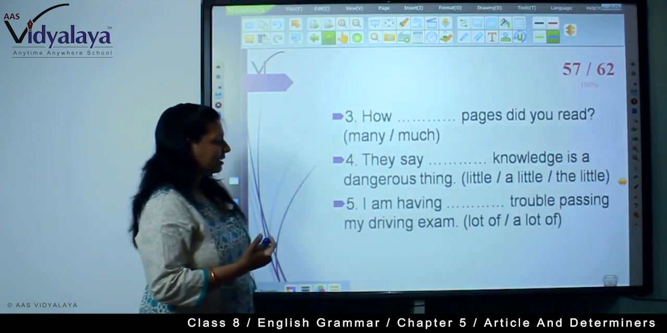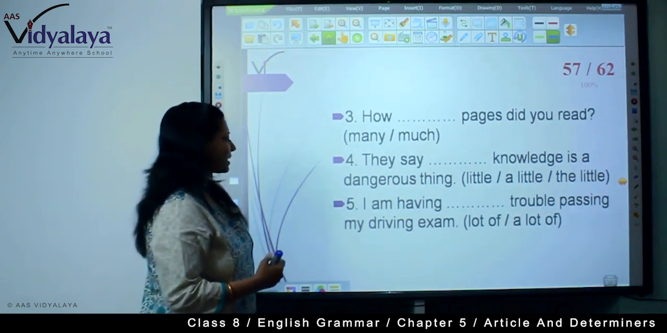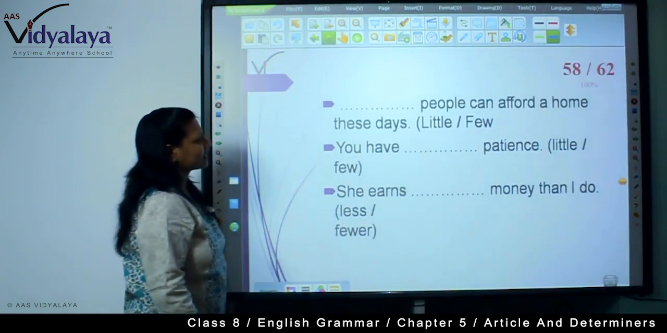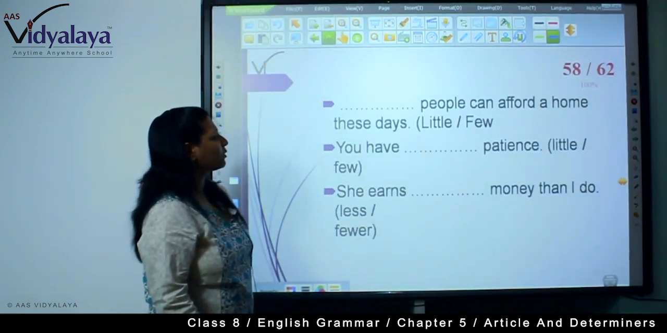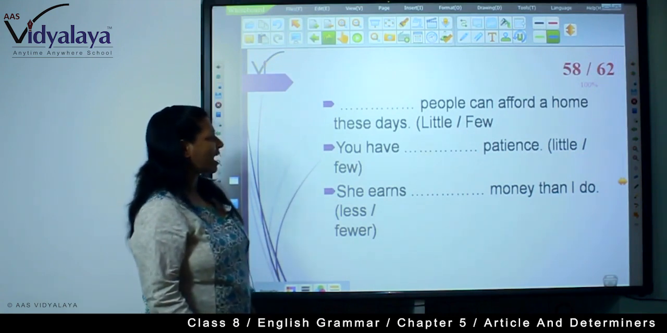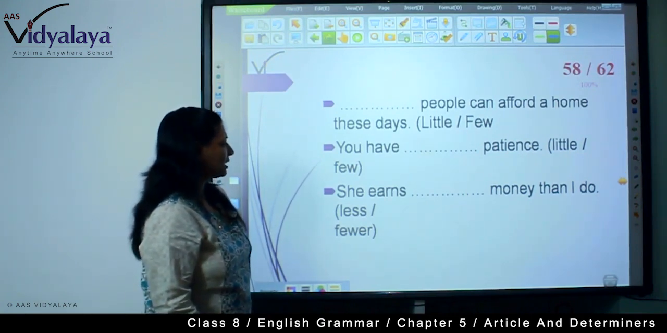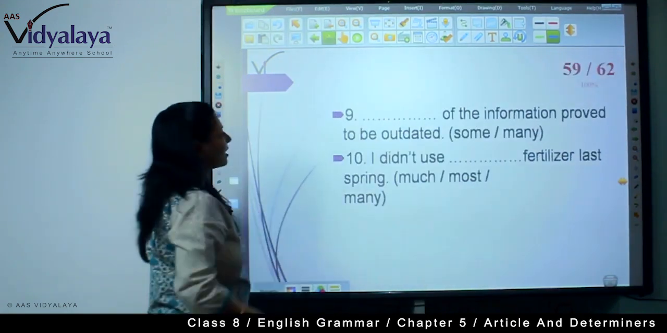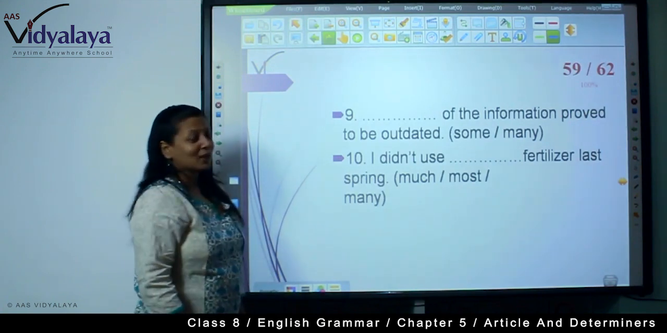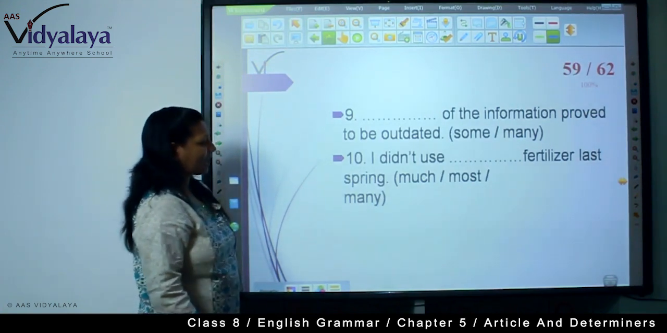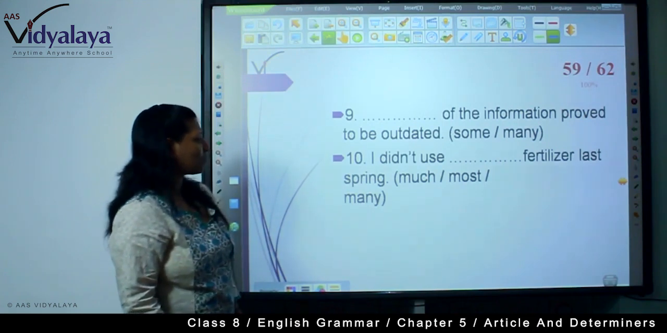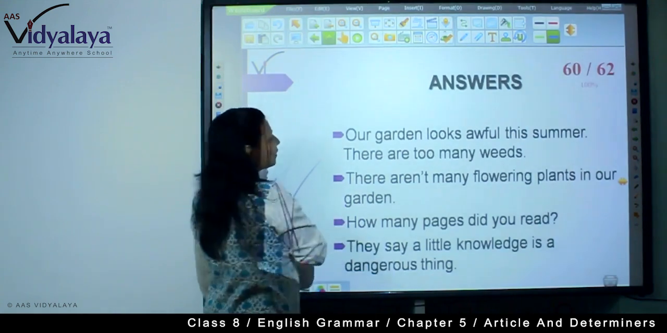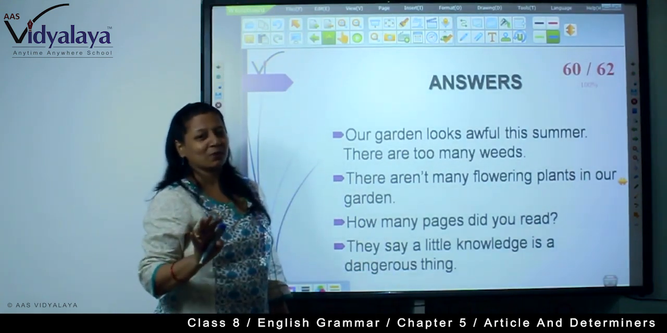I am having a lot of trouble passing my driving exams. So here these are the sentences. Now, little or few people can afford a home these days. You have little or few patience. She earns fewer or less money than I do. Now, some or many of the information proved to be outdated. I didn't use much or most or many fertilizer last spring. So, answers are given, don't worry about that.